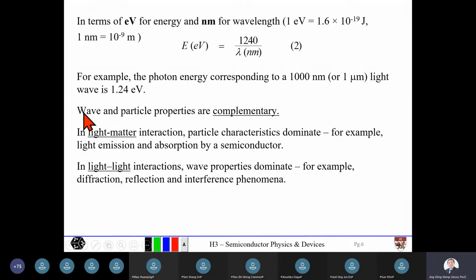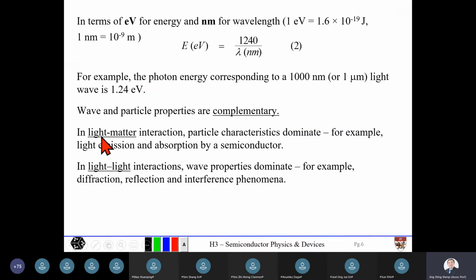Now, take note that the wave nature and the particle nature of light are complementary. In other words, you cannot interpret a particular phenomenon using both behaviors. There will be some contradictions. So that's what is meant by complementary. Only one will work under certain situations.